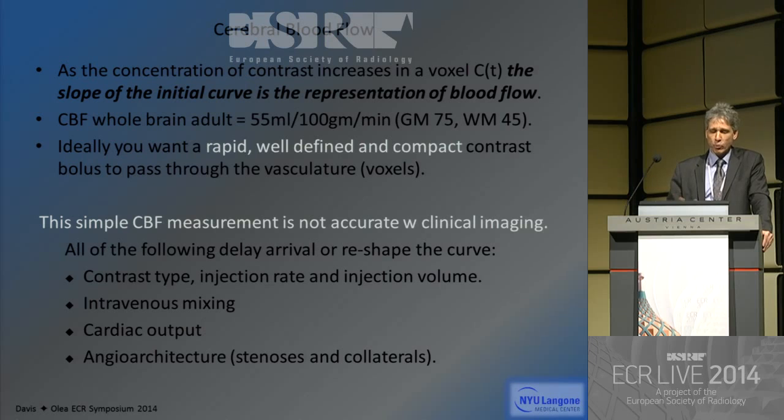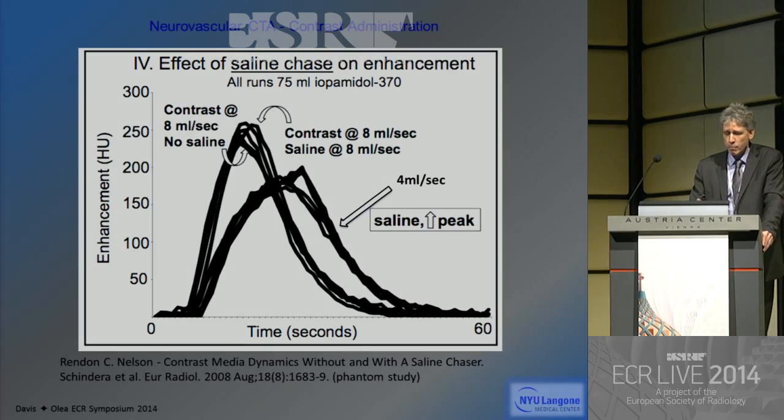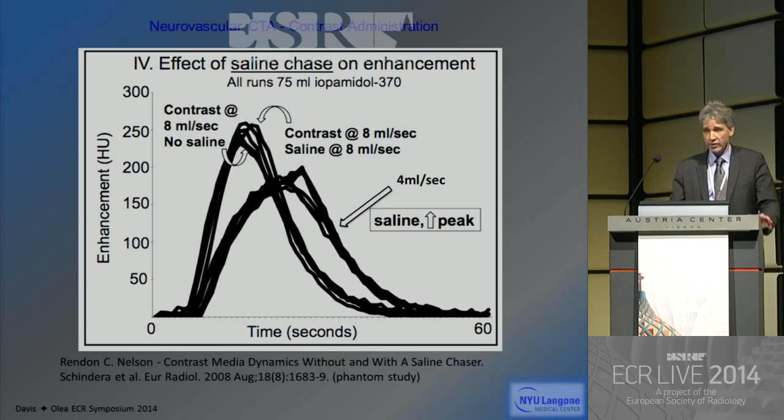Ideally, you would like a rapid, well-defined, and compact bolus so that you could really get the contrast into the vessels as quickly as possible. This simple measurement is not accurate with clinical imaging, unfortunately. That curve is affected by contrast type, the injection rate, mixing of opacified and non-opacified blood, cardiac output, and even the angioarchitecture by collateral flow. This is a slide that I like to use when lecturing about CTA and techniques of CTA, and it works very well for this lecture.